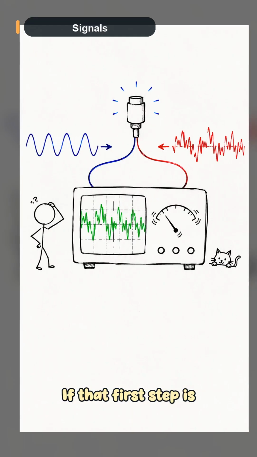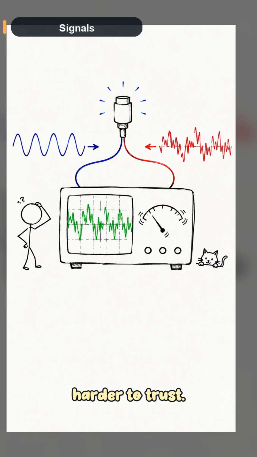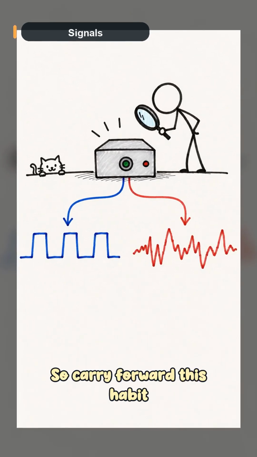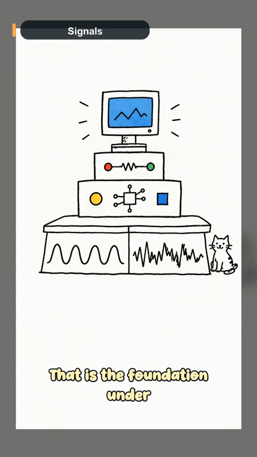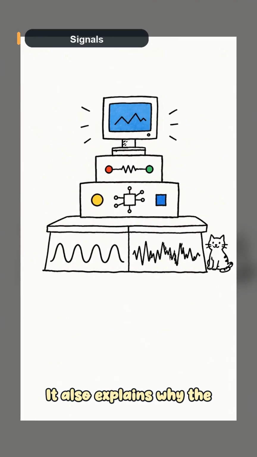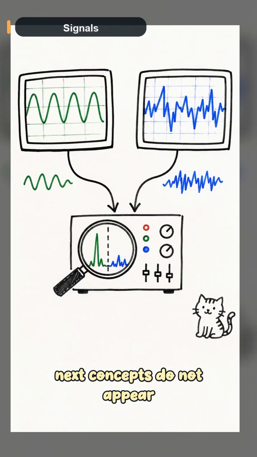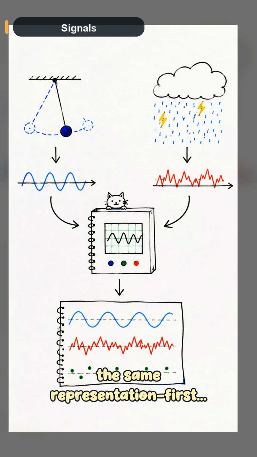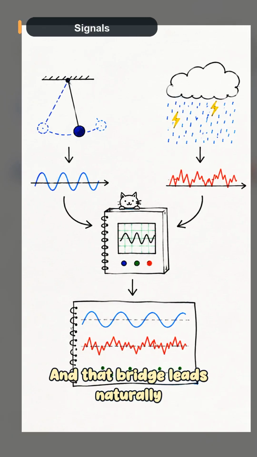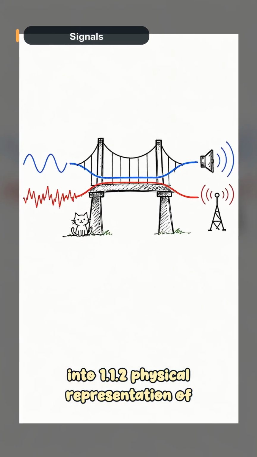If that first step is weak, everything after it becomes harder to trust, so carry forward this habit of asking what the object is and how it should be described. That is the foundation under the rest of Chapter 1. It also explains why the next concepts do not appear out of nowhere. They are all extensions of the same representation-first mindset. And that bridge leads naturally into 1.1.1.2 physical representation of signals.